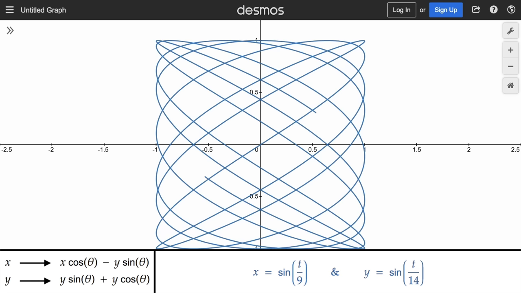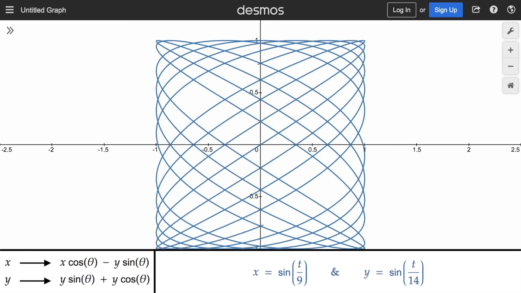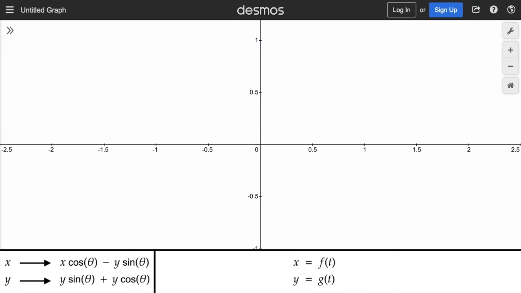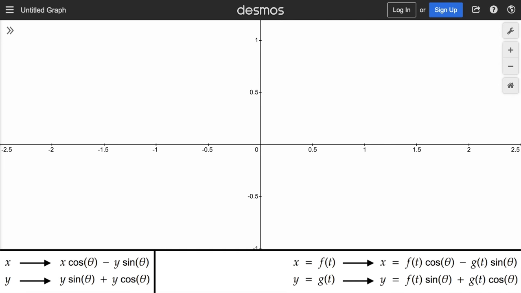Computers love parametric equations, so easy to draw. This one is called a Lissajous curve, by the way. And yeah, good luck finding the normal xy equation for this. So anyway, in general, parametric graphs look something like x equals f of t and y equals g of t. Okay, so how do we rotate a parametric graph? Well, it's pretty much the same, except instead of replacing the x's and y's, we replace the f's and g's. So f of t becomes f of t cos theta minus g of t sine theta, and g of t becomes f of t sine theta plus g of t cos theta.